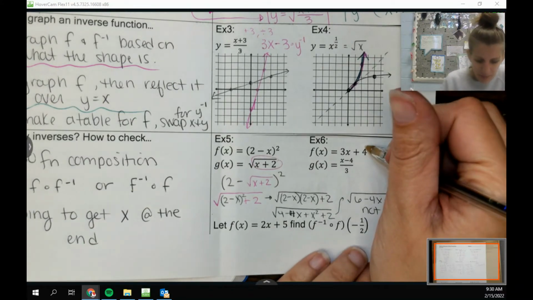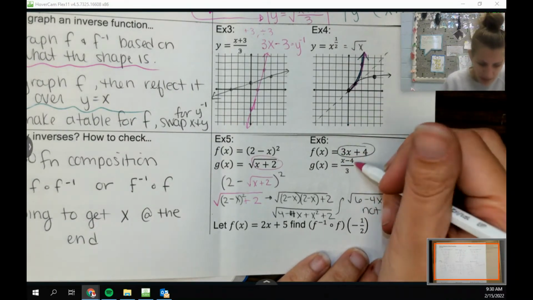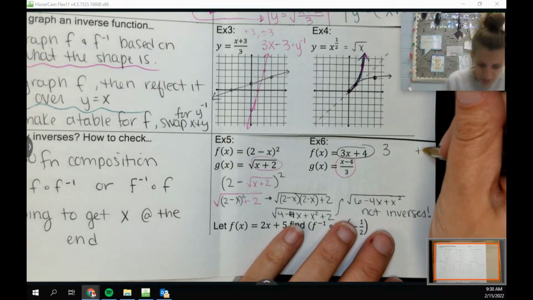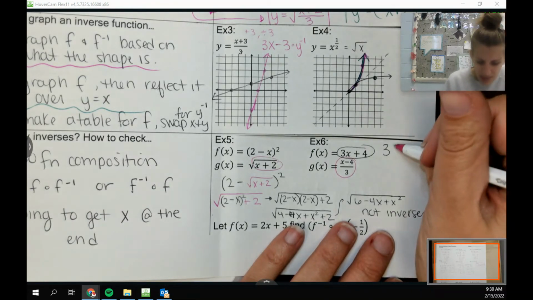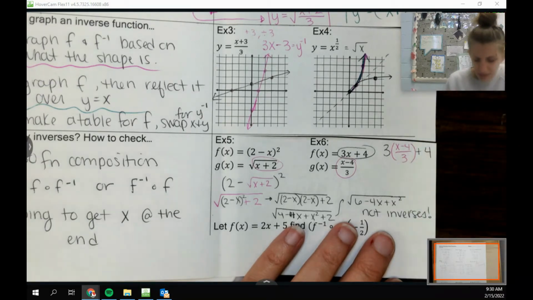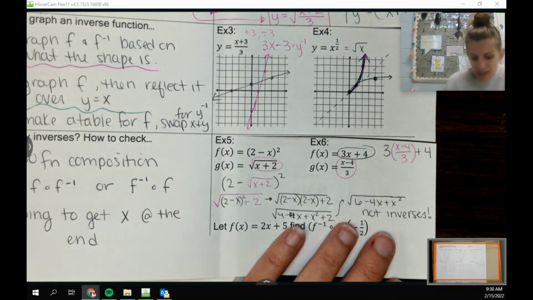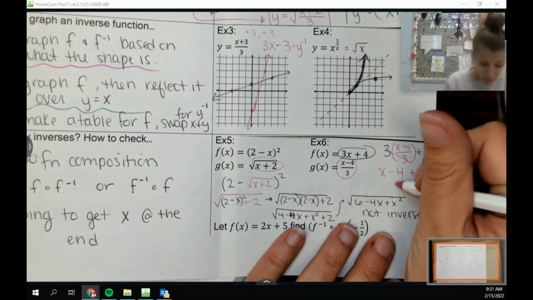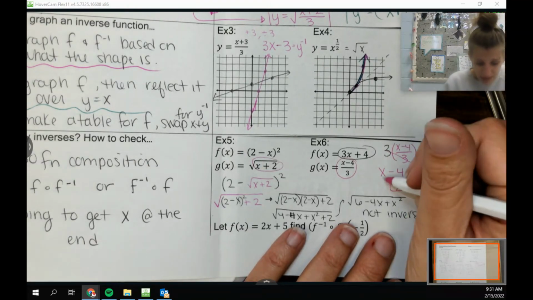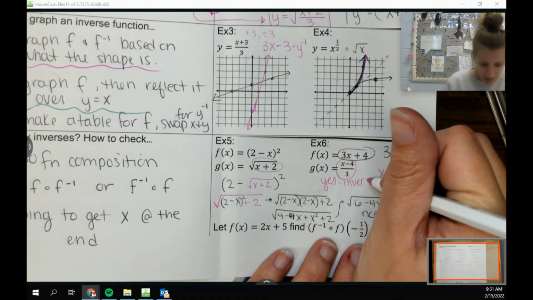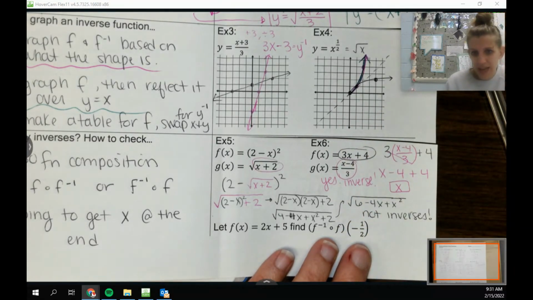On this one, I think we will be. So we'll start here and here. And let's just start with this 3x plus 4, except instead of x, I'm going to put in what it equals, so x minus 4 over 3. And so now if I simplify this, the 3's will divide out. And so we'll have x minus 4 plus 4, which negative 4 plus 4 is just x. And so I did end with x. So they are inverses. Yes. Inverse. Yay.